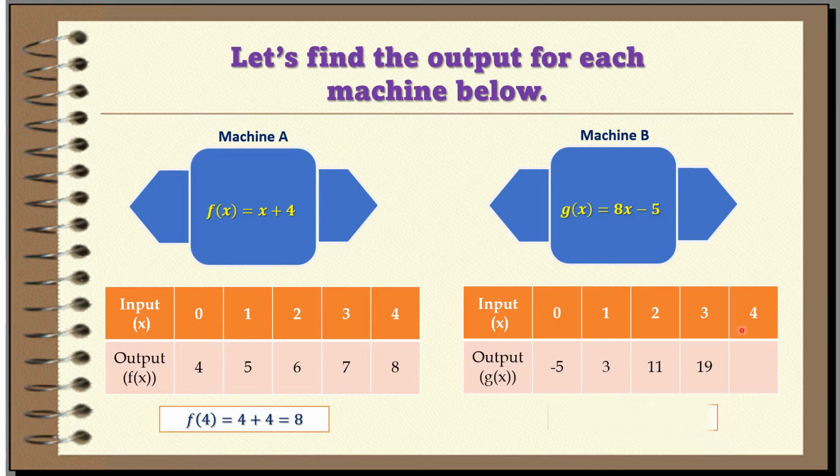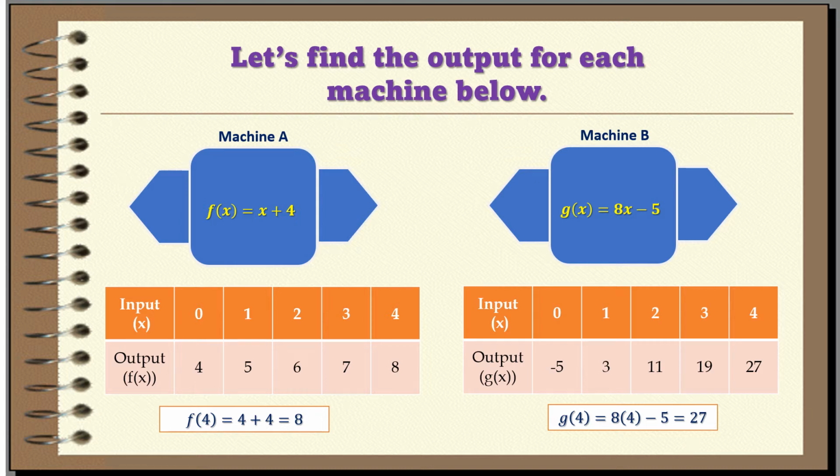Then lastly, at x equals 4, g of 4 is equal to 8 times 4 minus 5. 8 times 4 is 32, and 32 minus 5 is 27. With that, we have recalled the concept of how to evaluate functions.